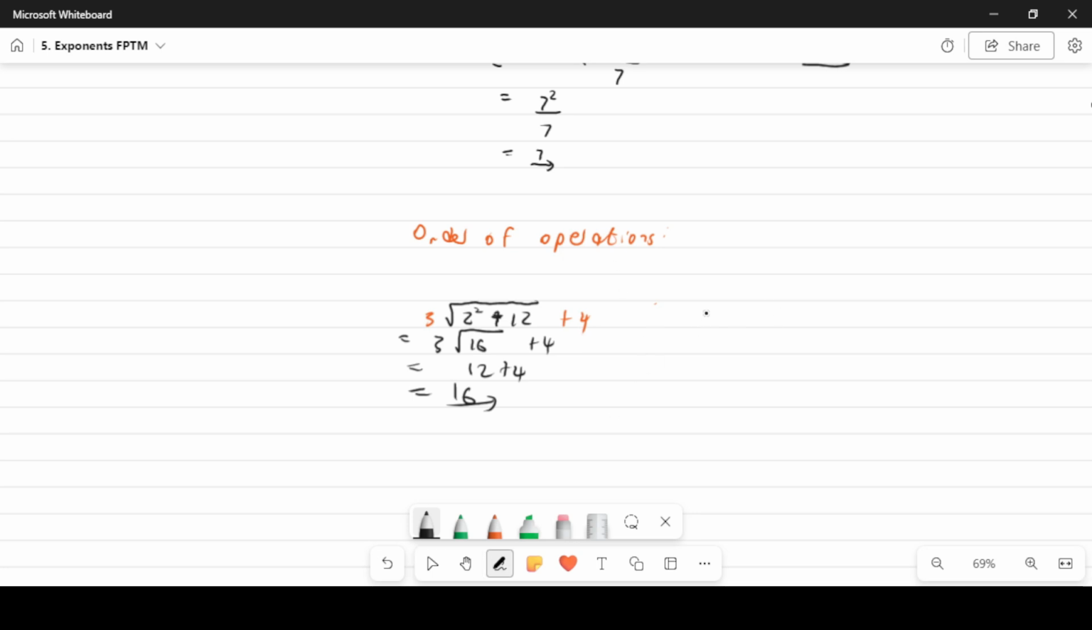And if you had 2 squared plus 4 times 2, then you work with the exponents first. Exponents is 4 plus. Then you work with the multiplication. Remember, BODMAS. Right, work with the exponents first. We've done that. Now work with the multiplication. 4 times 2 is 8. Then work with the addition or subtraction. 8 plus 4 is 12. Right? That's how we get that answer.